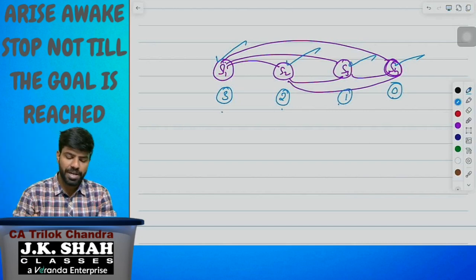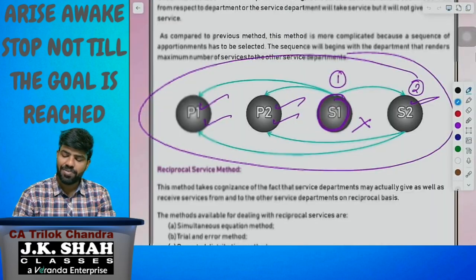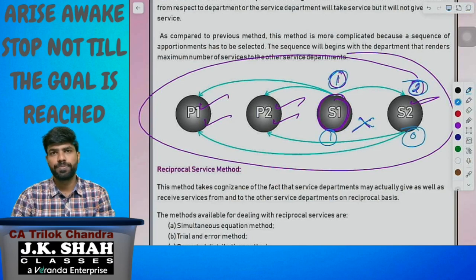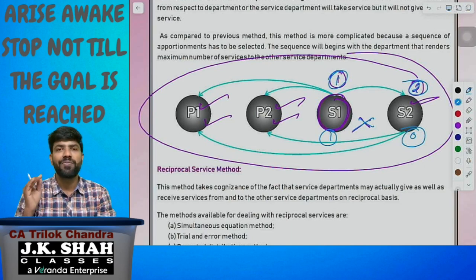In our example, S1 is giving service to S2, but S2 is not providing service. S1 is giving service to 1 service department, S2 is giving service to 0 service departments. So first we will apportion S1, then second we will apportion S2. All of you clear about this? So this is about the step ladder method.